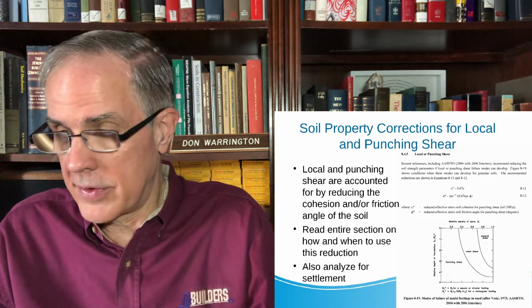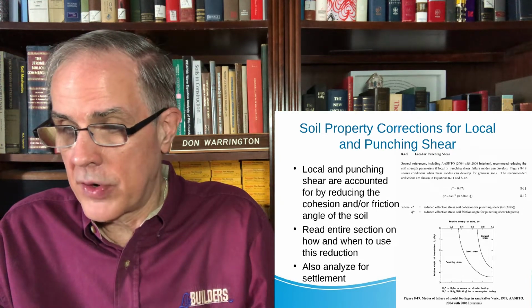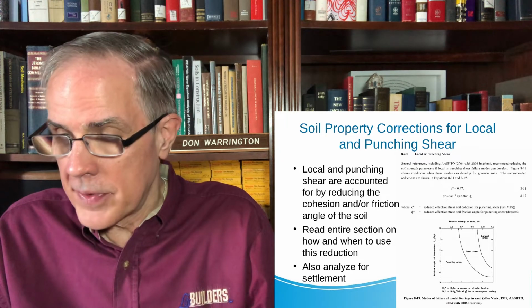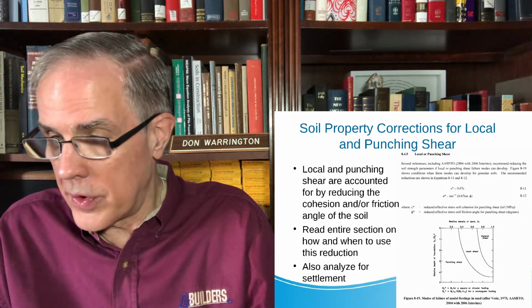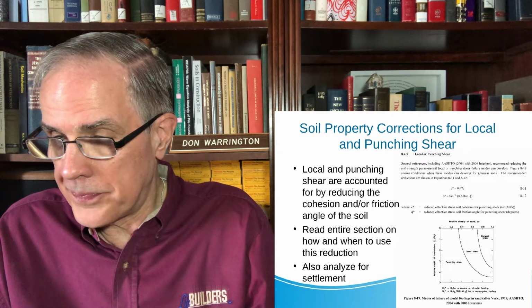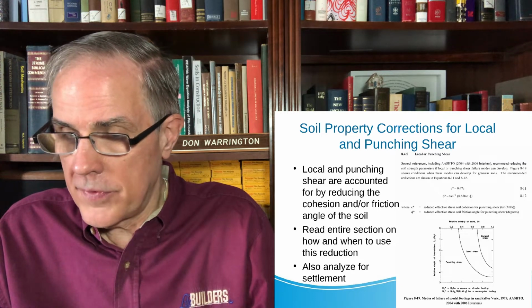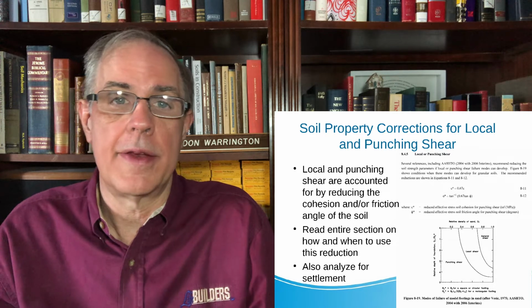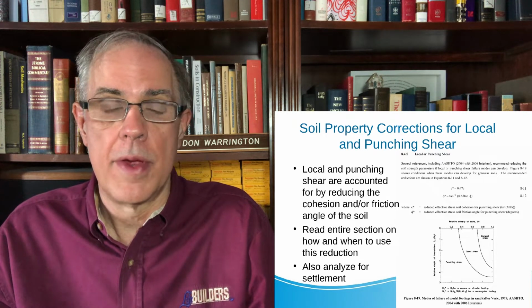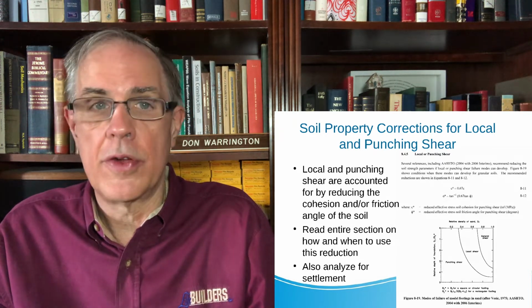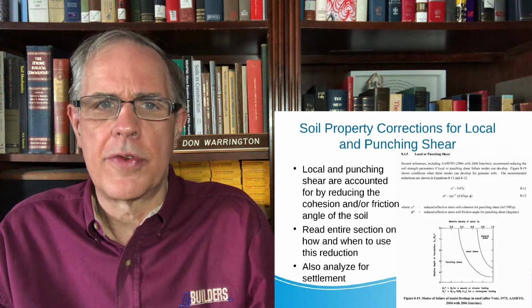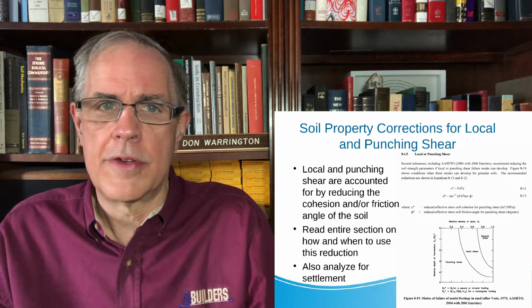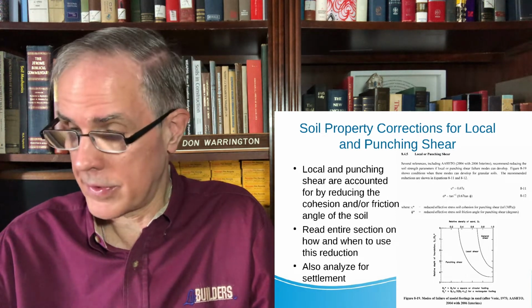However, we do have a correction, as you see here. AASHTO recommends a correction of C and phi for these different conditions, and you need to be aware that it actually exists. But again, I say with softer soils, you really need to start watching for settlement issues, and settlement issues can be very deadly. We'll talk about those later.